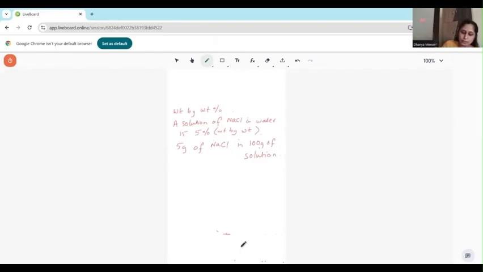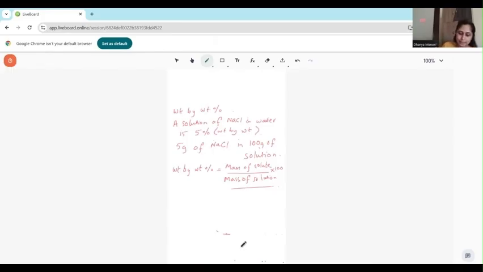Now, the formula will be weight by weight percentage is mass of solute over mass of solution. Because it is percentage, we express it in 100. So this is how you do it.